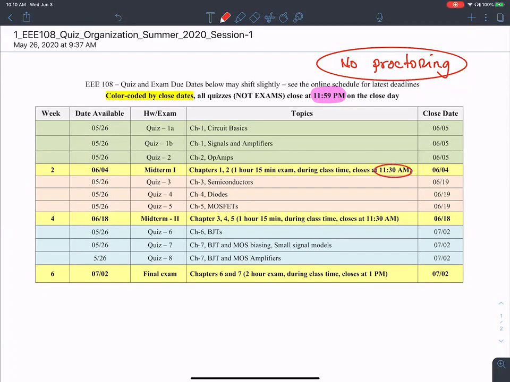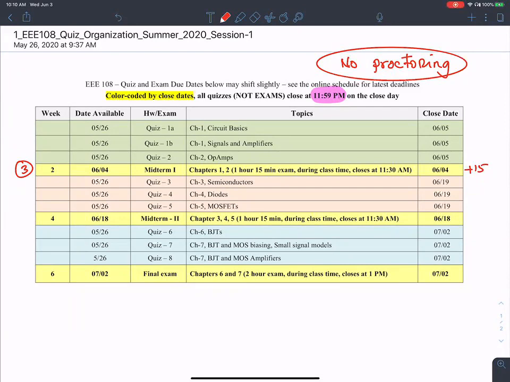Okay, the exam itself should take 1 hour 15 minutes. So I have allowed for an extra 15 minutes of time in case you want to take a second attempt. It is possible for you to take a total of 3 attempts. And so I added an extra 15 minutes of grace time for you to be able to take the exam a second time or a third time if you want to. Okay, the topics are going to be chapters 1 and 2, and it is not proctored.